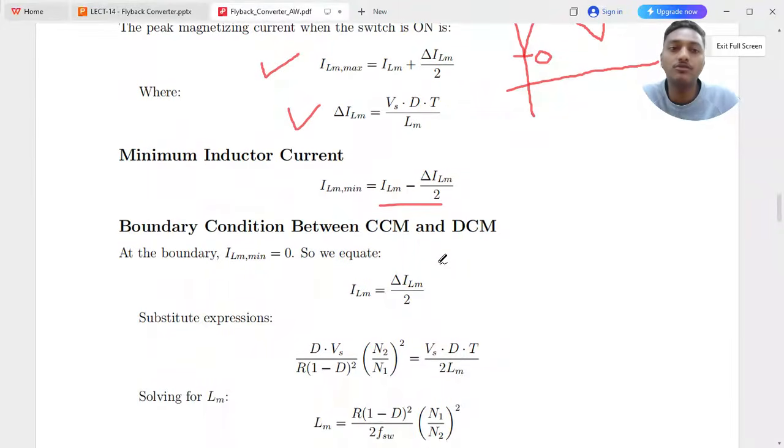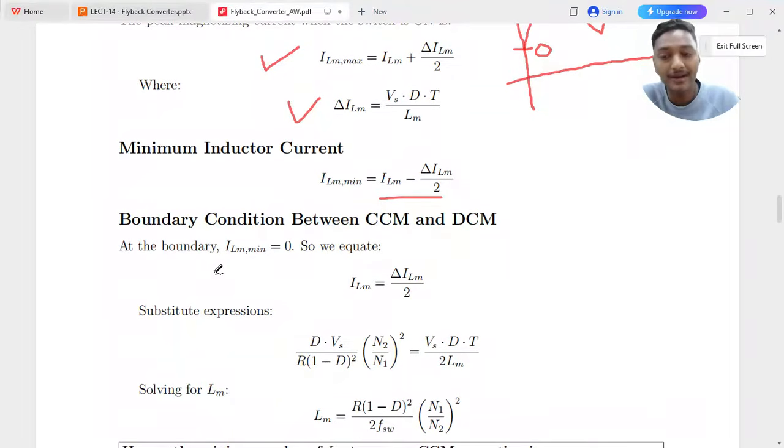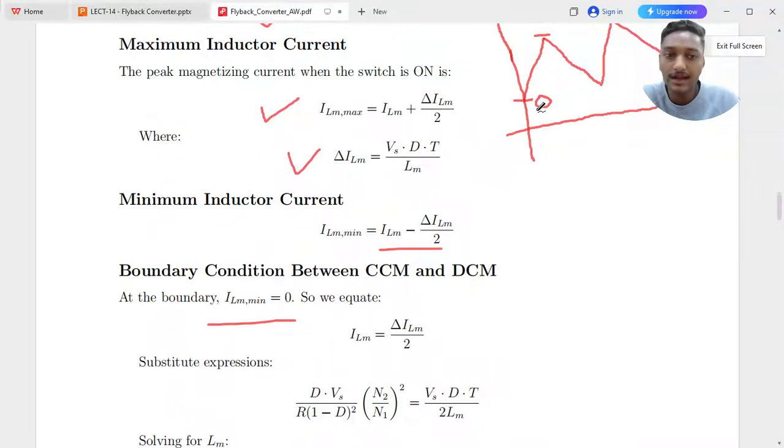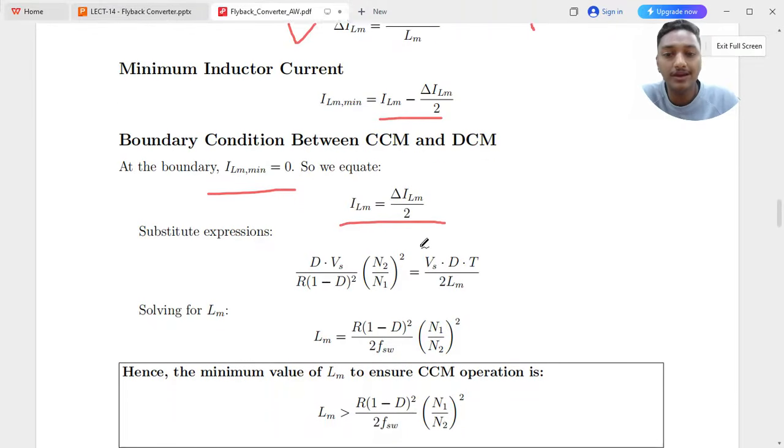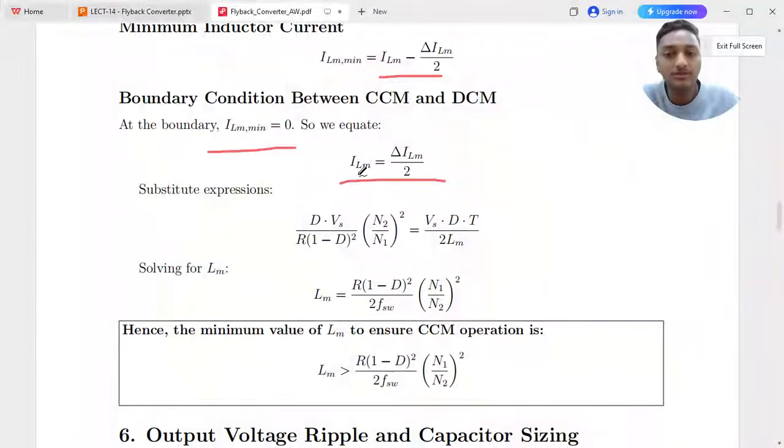Now I want to go for calculating between the CCM and DCM boundary. At the boundary condition, this IL minimum is equal to 0. This is what I have told you. So if I keep this particular value equal to 0, I will get ILM equal to delta ILM by 2. Now I have all the values available: the value of the ILM and the value of the delta ILM.